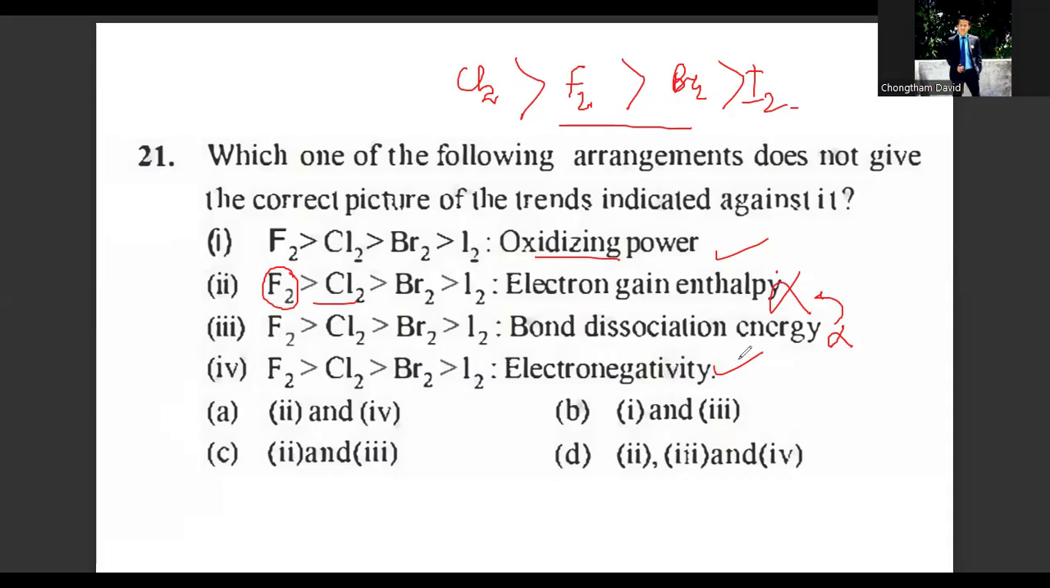The correct order of electronegativity values. So options 2 and 3 are incorrect. The question is asking which one of the following does not give the correct picture. So 2 and 3 is the answer, option C. Okay, good. Let's move on to question number 22.